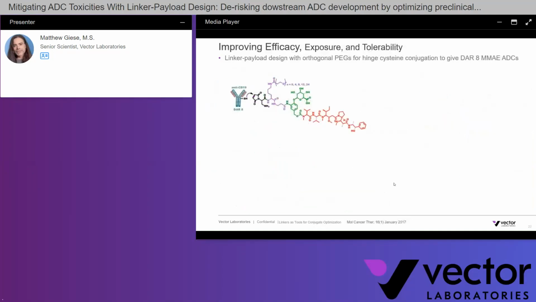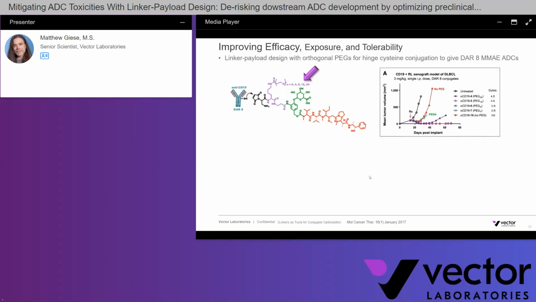In a follow-up study, it was demonstrated that efficacy, exposure, and tolerability are affected by that length of that orthogonal PEG. In this study, they used the self-stabilizing MDPR group to prevent linker payload loss, and then they varied the length of that orthogonal PEG. These ADCs all had nearly identical in vitro cytotoxicity, but they showed a clear differentiation in these xenograft models.